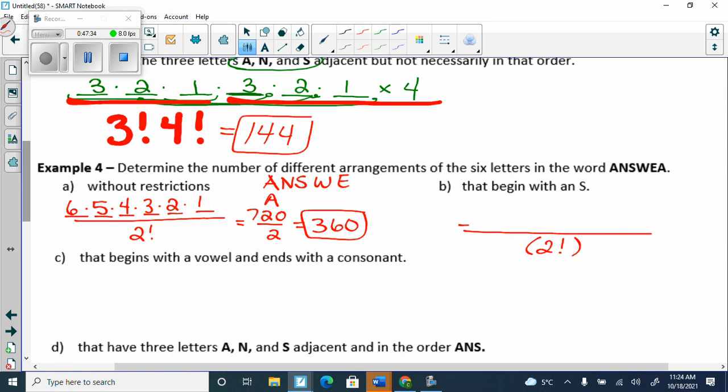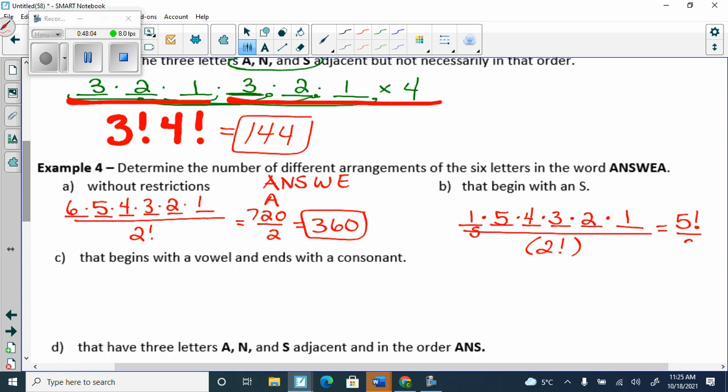Then I have 1, 2, 3, 4, 5, 6 letters. What's the first blank going to have to be? 1 because it's an S. And then I left 1 letter behind, correct? So how many do I have left for the rest that don't have any restrictions? 5, then 4, 3, 2, 1. And 1 times 5, 4, 3, 2, 1 is just 5 factorial times 1, or just 5 factorial over 2 factorial. It's 1 more than the other number.